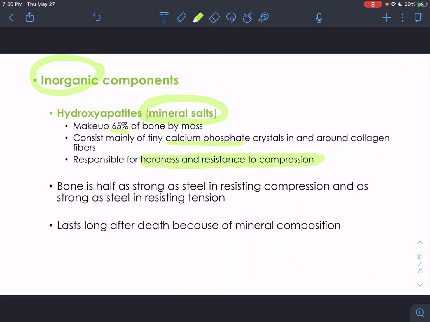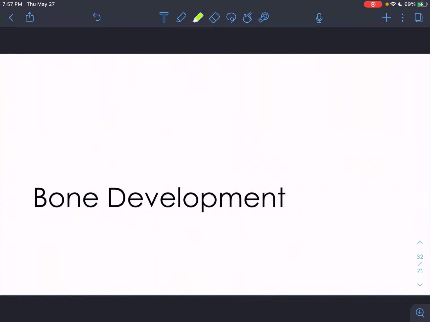This is cool. Bone is half as strong as steel in resisting compression and as strong as steel in resisting tension. You don't need to know that. And bones last long after death because of this mineral composition. Okay, so I'm going to stop here for part 1 of chapter 6. We'll talk about bone development and remodeling in part 2.